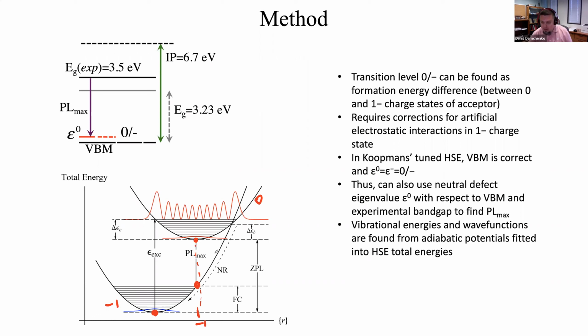I can fit a parabola in this point. I can also calculate the neutral in the -1 lattice geometry. That gives me this point. I can fit a parabola in this point. And so that's how you construct a configuration coordinate diagram.